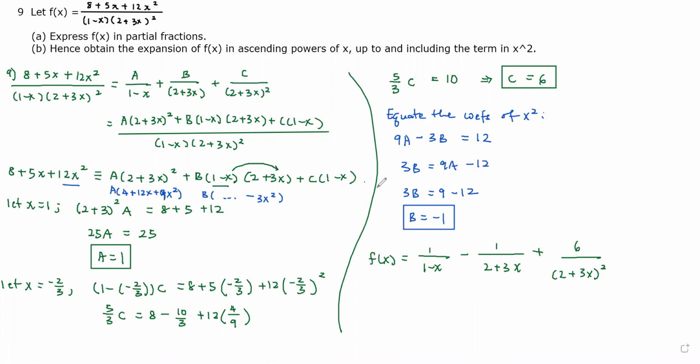Part B, we need to obtain the expansion of f(x) in ascending powers of x up to and including the term in x squared. Let's rewrite f(x) again. This is 1 over 1 minus x, minus 1 over 2 plus 3x, and we have 6 over (2 plus 3x) squared. We need to expand this using the general binomial theorem.